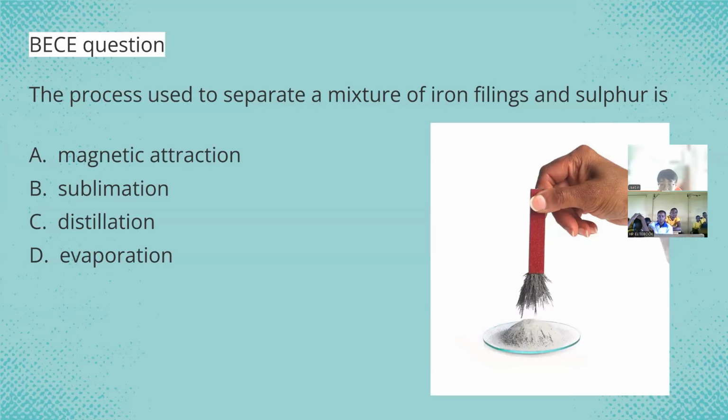This question is just about magnetic attraction, another way to separate mixtures. The process used to separate a mixture of iron fillings and sulfur is, would it be magnetic attraction, sublimation, distillation, or evaporation?